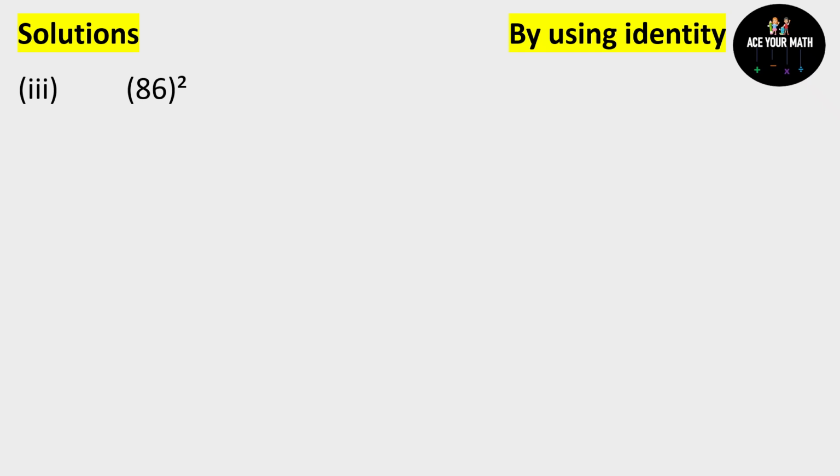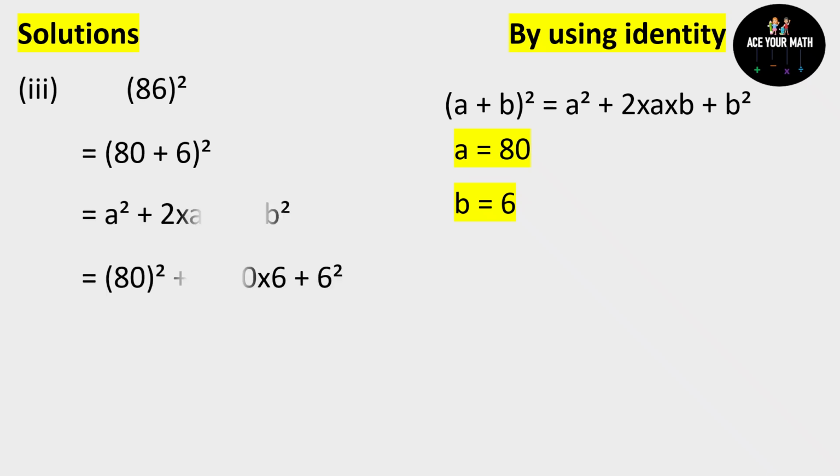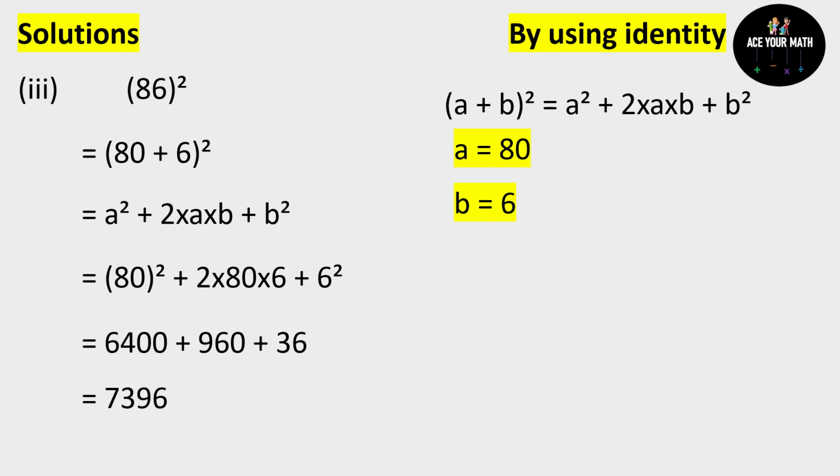The third sum is find the square of 86. Again, we are going to use the identity. Now 86 can be written as 80 plus 6. That is the a plus b form. What is a here? A is 80 and b is 6. Now again use the identity and write the values of a and b there. So it is 80 squared plus 2 times 80 multiplied by 6 plus 6 squared. And 80 squared will give you 6400, and 2 multiplied by 80 and 6 will give you 960. 6 square is 36, and after adding these three values you will get 7396. So the answer of 86 square is 7396.